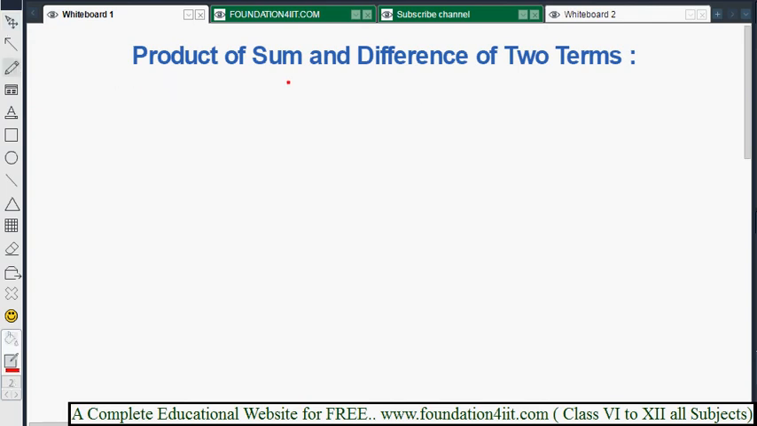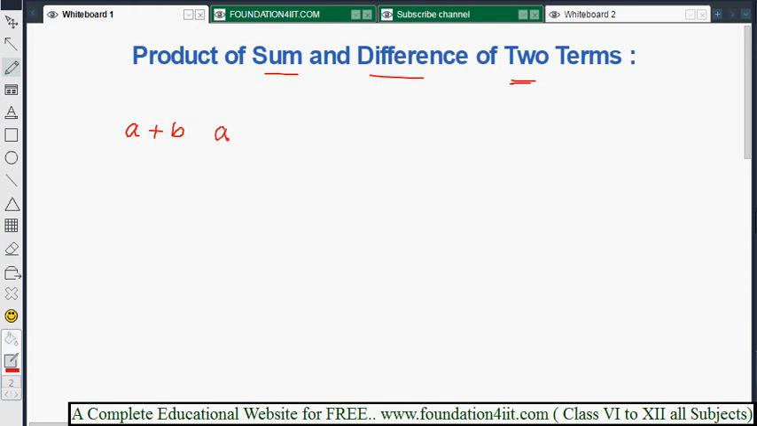Product of sum and difference of two terms. So what is this, and how to apply this formula in the problems, I'll explain. So two terms. Let me take A as one term and B as another term. There are two terms. Product of sum and difference. Sum means addition, so plus, and difference means subtraction.